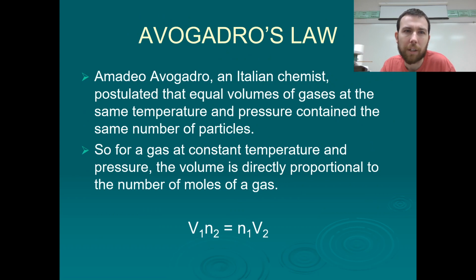All right, we got Avogadro's law. Avogadro was a busy man, right? Italian chemist. He postulated that equal volumes of gases at the same temperature and pressure contain the same number of particles. And so for a gas at constant temperature and pressure, so those are our constants, right? What we know is the volume of gas is directly proportional to the number of moles of a gas in its container. So V1 N2 equals N1 V2.